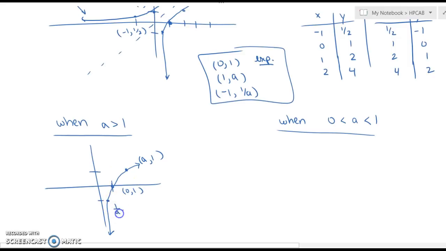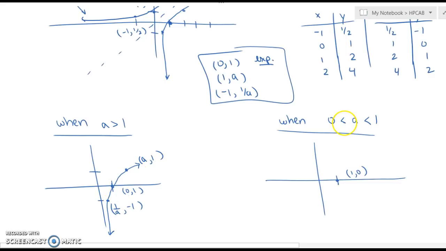So 1 over a comma negative 1. Now, if a is a fraction, something between 0 and 1, it's going to switch things out a little bit. What will happen is we're still going to have this point 1 comma 0. So 1 comma 0 isn't really going away, but then the other ones kind of change.